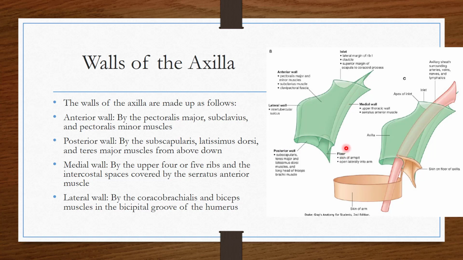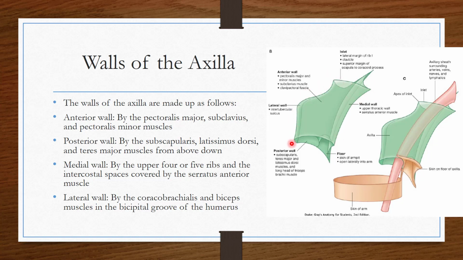Then the medial wall is formed by the upper four or five ribs. Remember, upper four or five ribs and the intercostal space is covered by the serratus anterior muscle. Okay, the serratus anterior muscle is attached to the upper 8 ribs, but upper 4 or 5 ribs are included, which are forming the medial wall of the axilla.